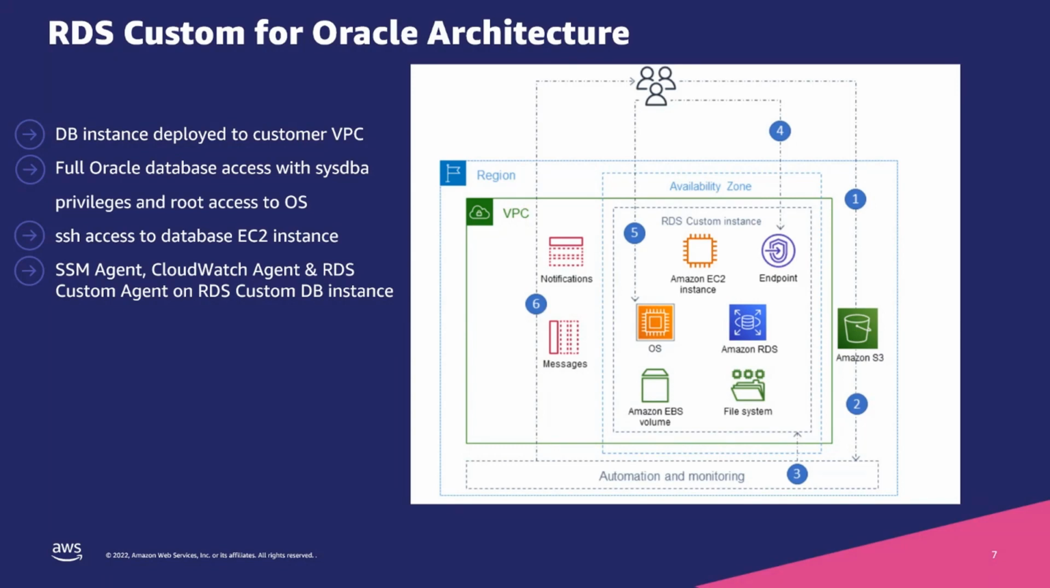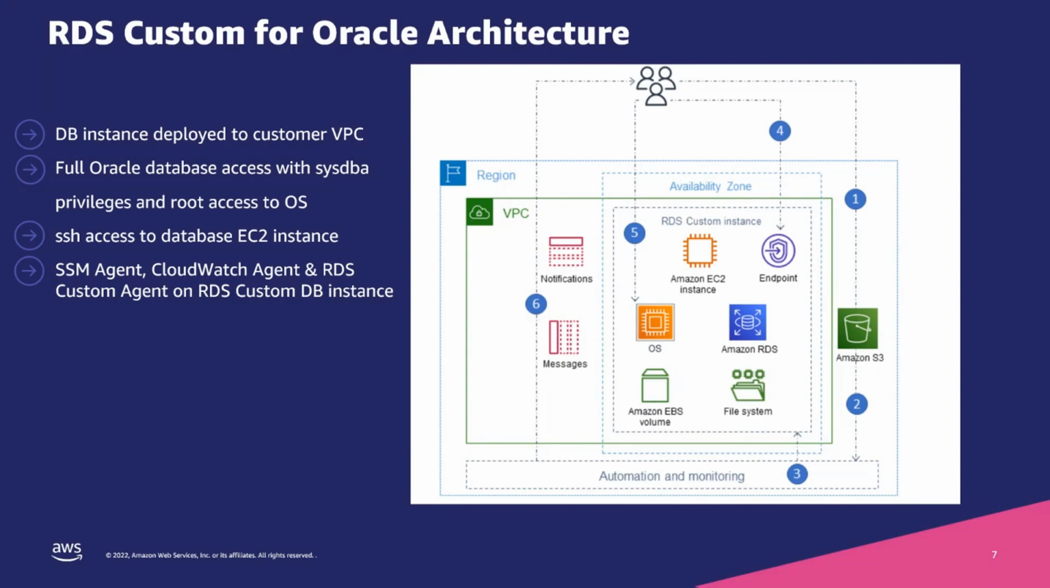As you see here, you have a VPC where your Custom DB instance is deployed. So there is an underlying EC2 instance where your operating system and the database itself is installed. RDS Custom uses Amazon EBS for the storage. And once you deploy this instance, you will have the endpoint. There is also an S3 bucket where you have to store your installation media. This is also the place where you'll keep your transaction logs and so on.